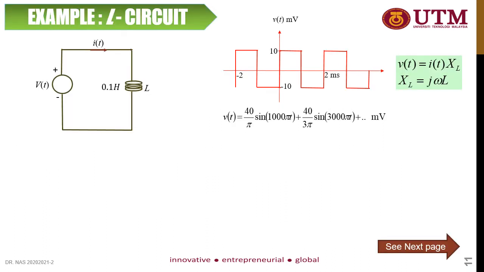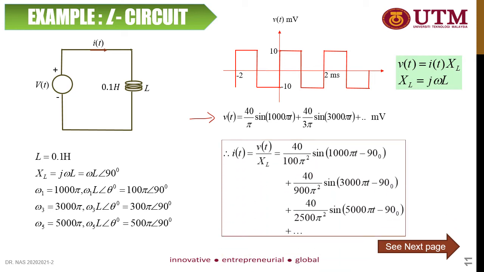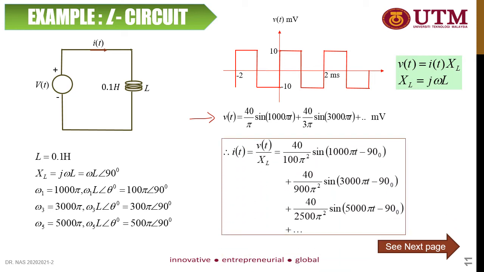Okay, let's look at another example. In this case, you have the inductor in a circuit. So same steps as earlier. You are given the Vt in sine function, in trigonometric form. So you need to write down the trigonometric equation of the current It. Okay, so let's look at the next page for the derivation.